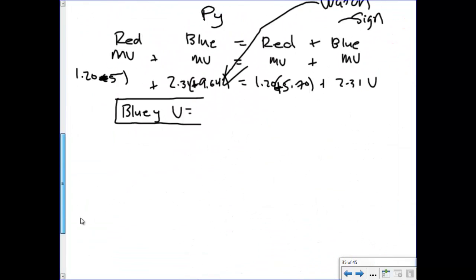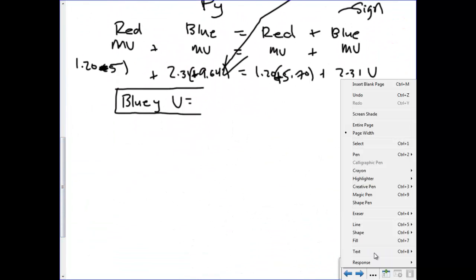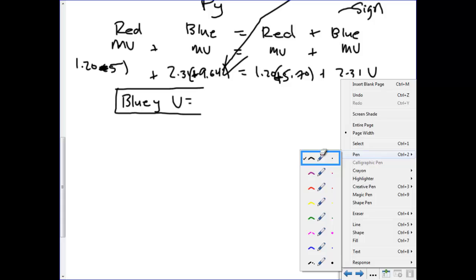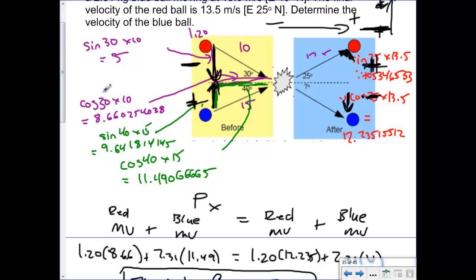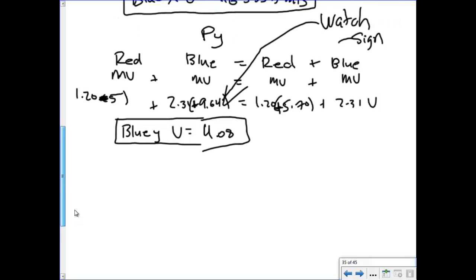Ah, I lost these guys again. So, what did I get here? I got 4.08. So you don't have to change the x, right? Yeah, the x was fine, right? Because everything in the x direction was going that way. It was the y direction that got confusing because of the up-down part to it, which I definitely butchered, didn't I?